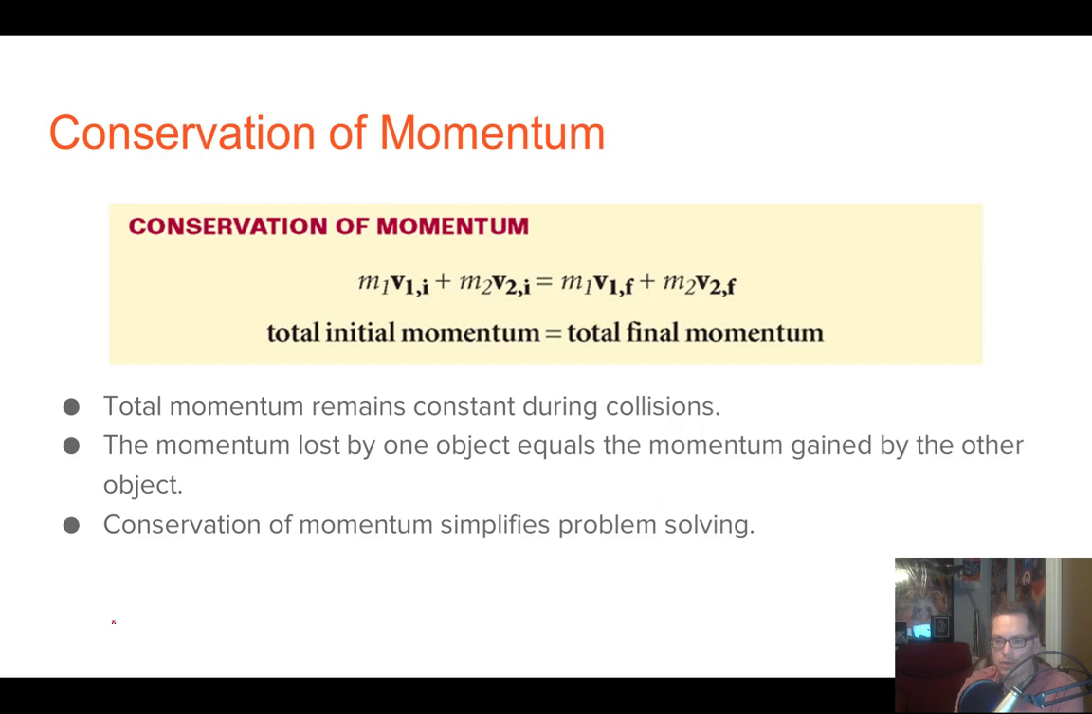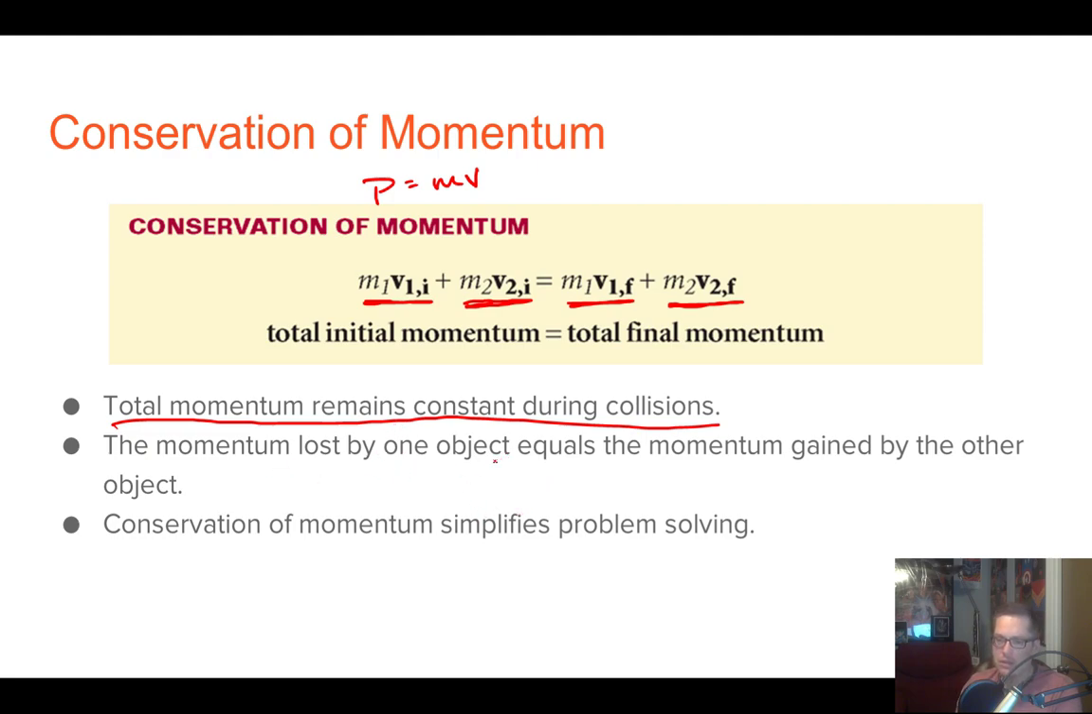So here's the formula for the conservation of momentum. Remember, momentum is p equals m times v, all right? So really what we've done is we've taken the initial momentum for object 1 plus the initial momentum for object 2, and that's going to be equal to the final momentum of object 1 plus the final momentum of object 2. Or the total initial momentum is going to be equal to the total final momentum. So the total momentum remains constant during collisions, period, end stop.